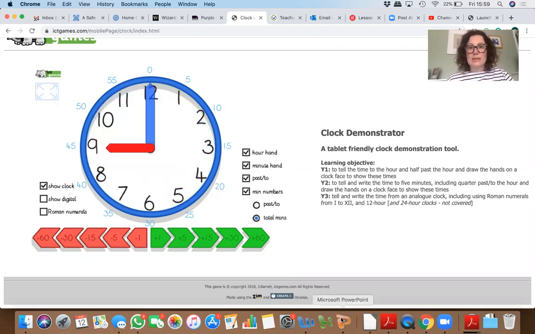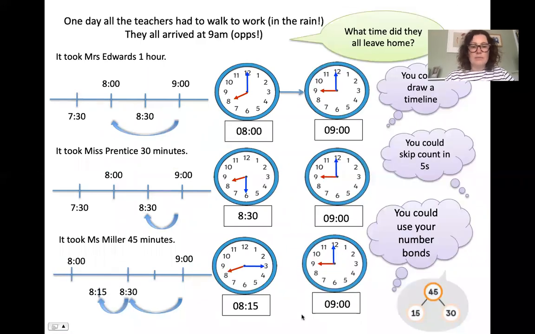And what about Miss Miller? Miss Miller said, it took me 45 minutes to get here. Now, you could skip count, draw a number line, or use number bonds. It's 9 o'clock now, and you could say to yourself, 45 minutes earlier. I know that 45 minutes is made up of 15 minutes and 30 minutes. So I could go back 30 minutes and then the 15 on your number line.